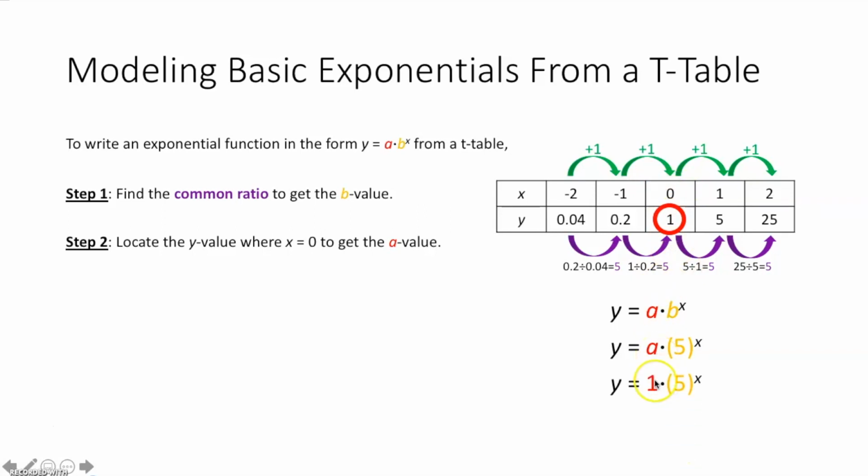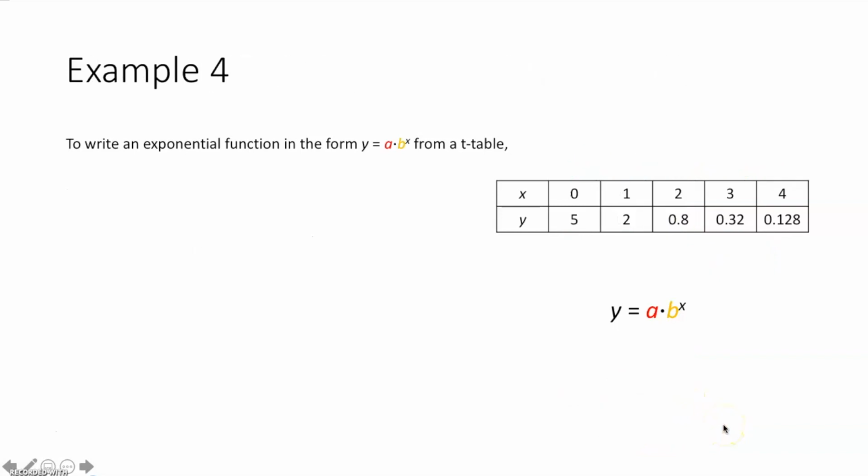Simplify this if you want to. Here, this 1, you don't necessarily need to write 1 times 5 to the x. It's still just going to be 5 to the x. So your given exponential function is y equals 5 to the x, and you're done. Let's do this one more time to make sure we got it.